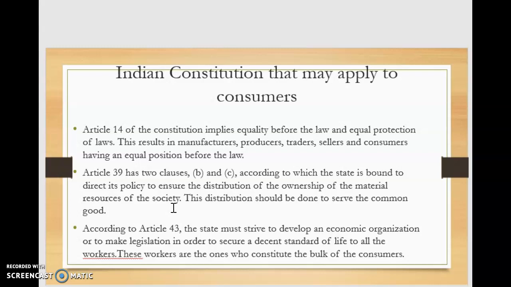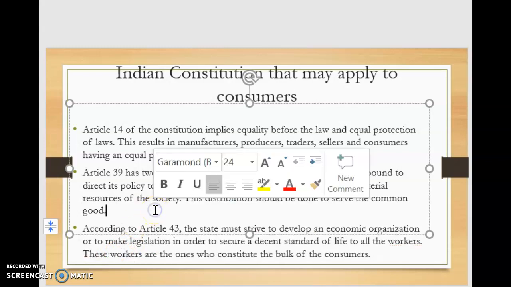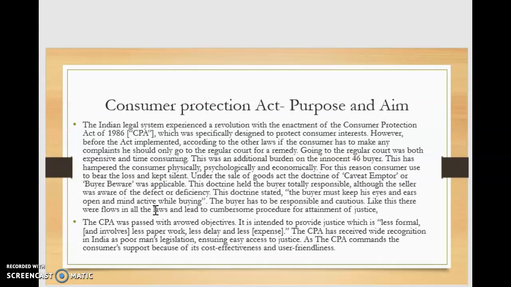Article 39 has two clauses, B and C, according to which the state is bound to direct its policies to ensure the distribution of ownership of material resources. In Article 43, the state must strive to develop an economic organization or to make legislation in order to secure a decent standard of life. When we talk about these articles, we say that these articles play an important role in framing why the right should exist.